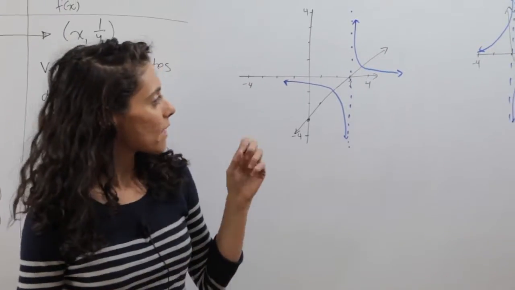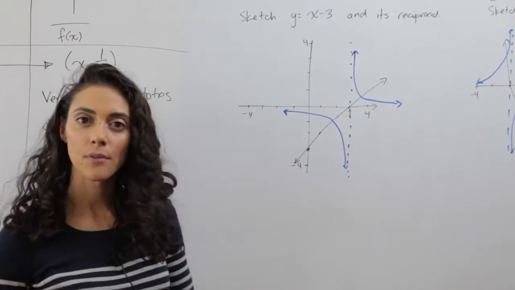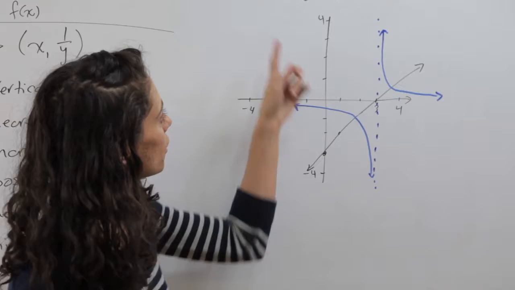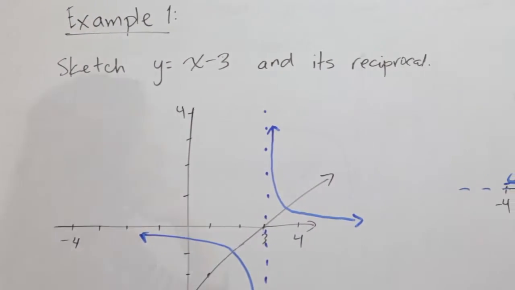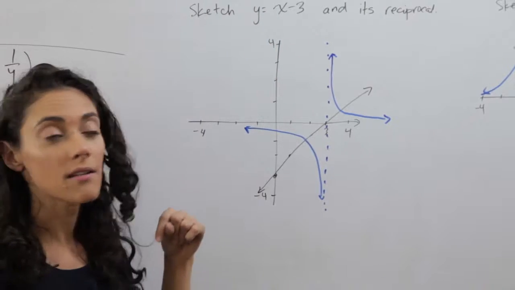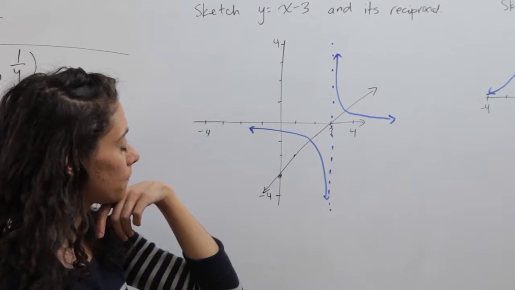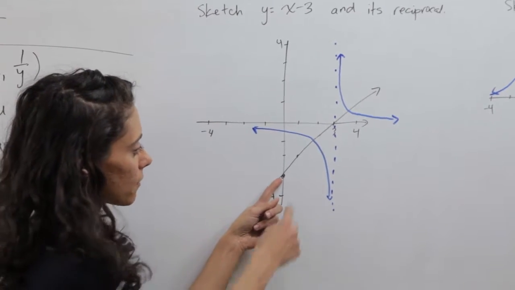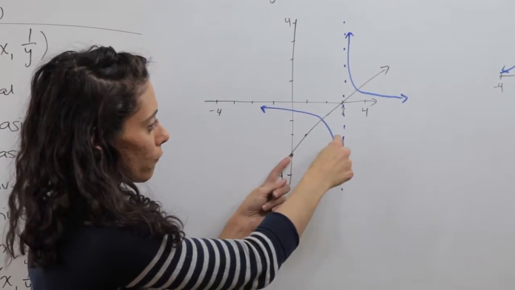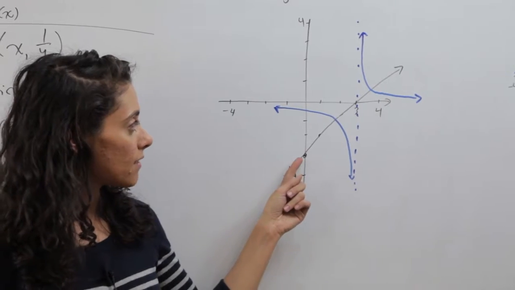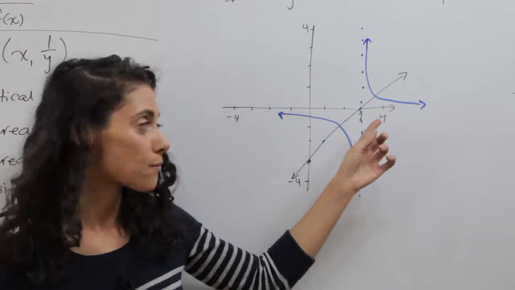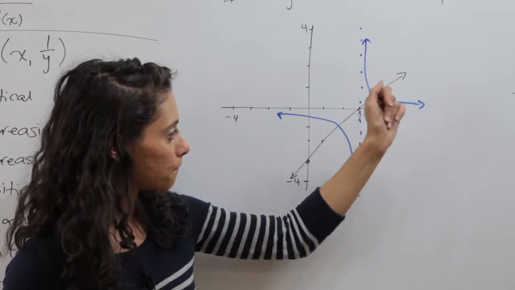So we have two examples here. First up, the reciprocal of a line. So sketch this line and its reciprocal on the same axes. This is a line with slope 1 and y-intercept -3. So there's the y-intercept, over 1, up 1, over 1, up 1, etc. So we end up with a line with a y-intercept at -3, an x-intercept at 3, and that's always increasing.